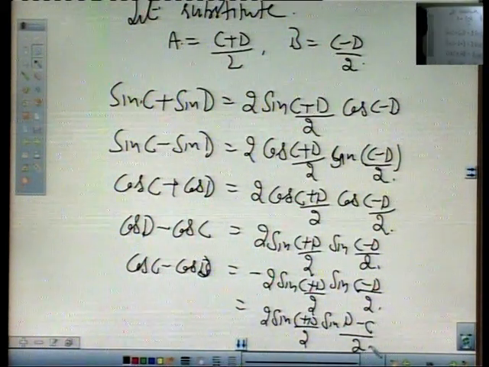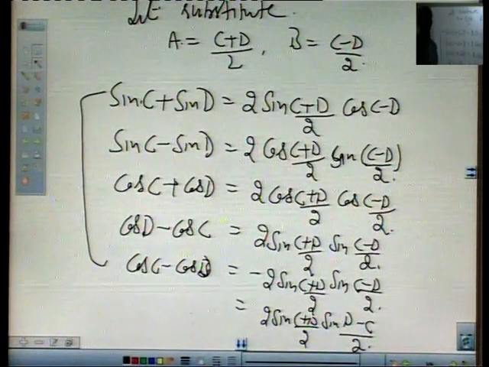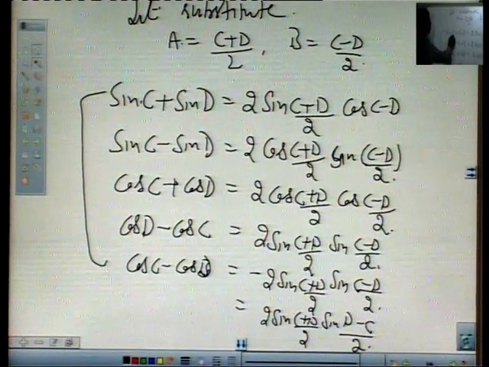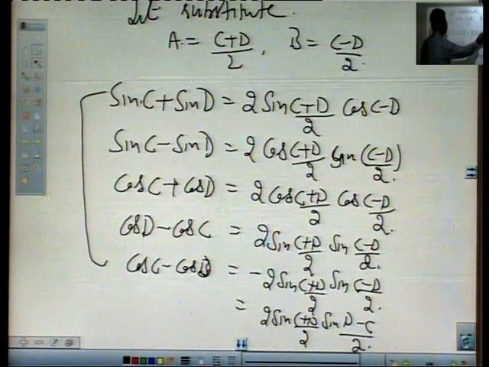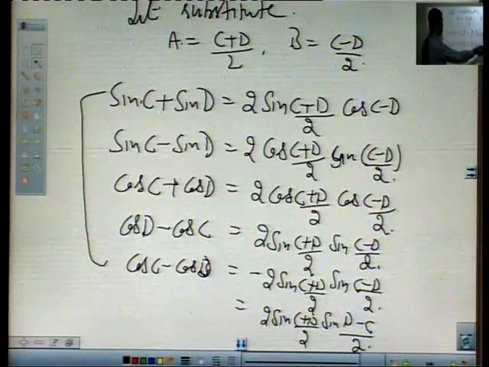Hence, these 4 formulas are available for us to transform sum into product or differences into product.